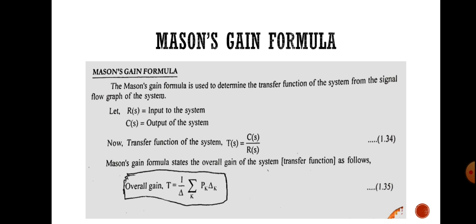The overall transfer function or the overall gain of the system can be obtained by Mason's gain formula, which is given in the equation: T = (1/Δ) Σ Pk Δk. If k is 1, 2, 3 and so on, the equation becomes T = (1/Δ)(P1 Δ1 + P2 Δ2 + P3 Δ3 + ...). We have to explain each and every term: what is Δ, what is k, what is P, what is P1, what is Δ1, and so on.